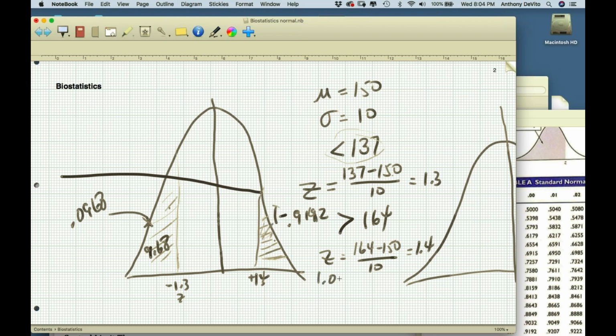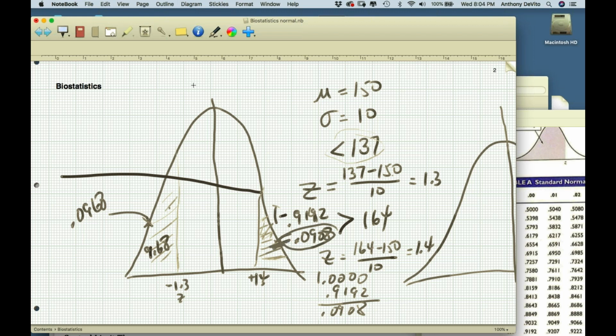So 1.0000, and I'm going to subtract 0.9192, and we got 8, 0, carried 1, 9, 0.9. Is that right? Yeah. That's going to be 0.0808, right? Or 8.08%. That's what that area represents.